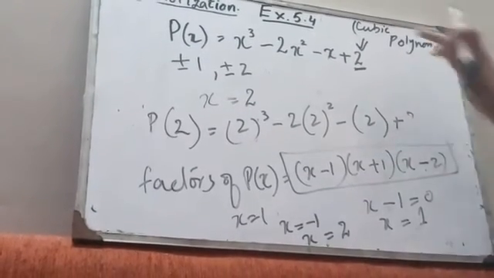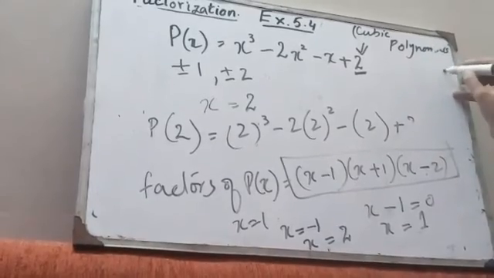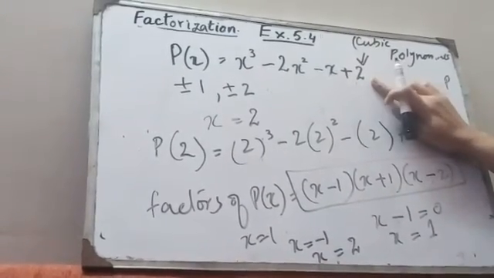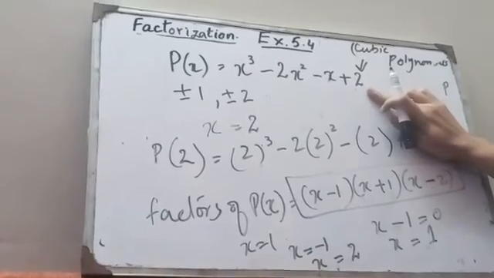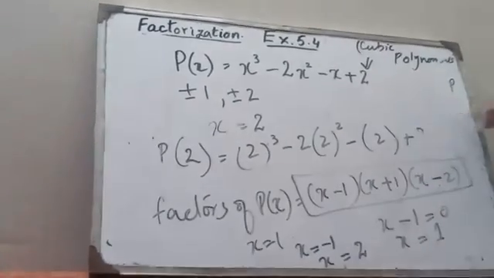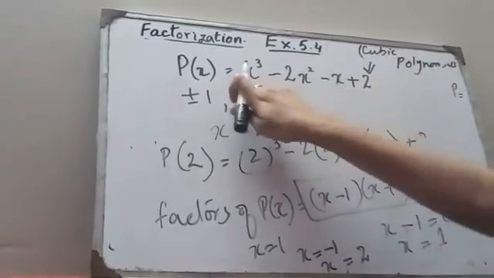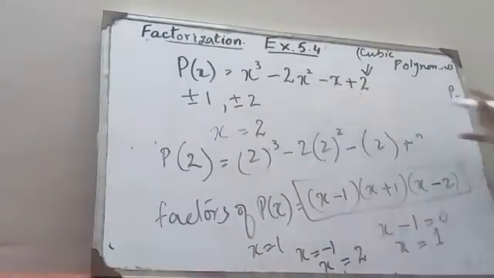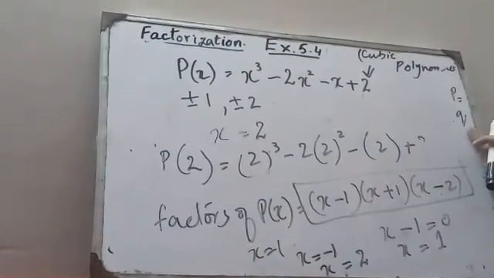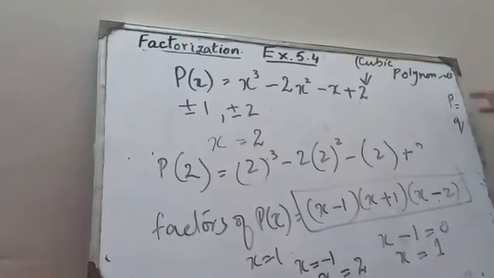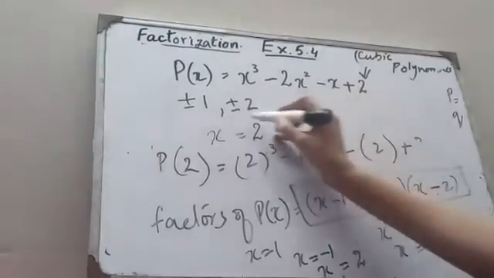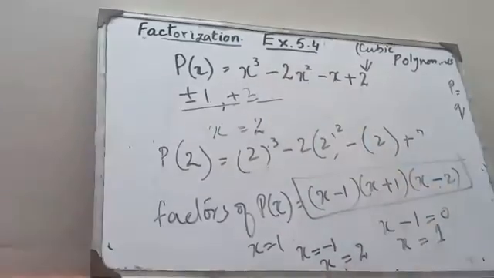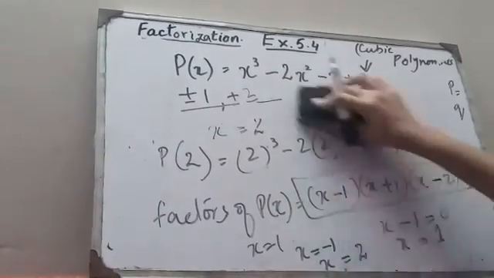Let's revise it. First we take small p, that is all the possible factors of the constant, the constant which is given at the end. We take all the possible factors of this number and it is written as p. Then we take the coefficient of x cubed and we take all the possible factors of that number, it is equal to q. Then we divide p by q and we get the values, and when we change the sign of these values we get the factors.